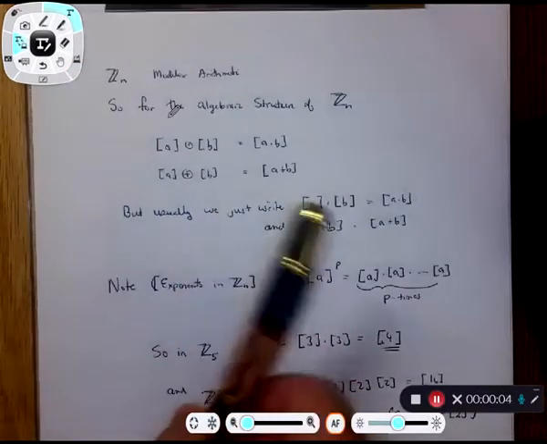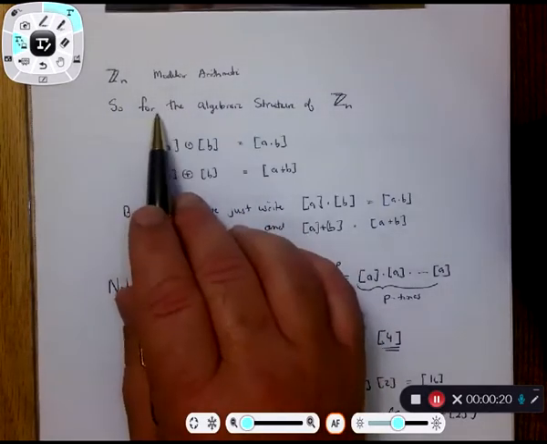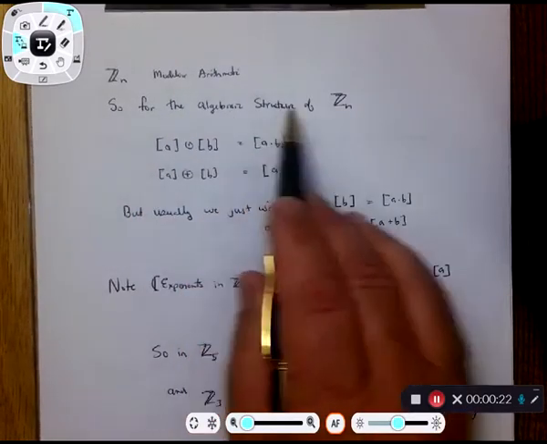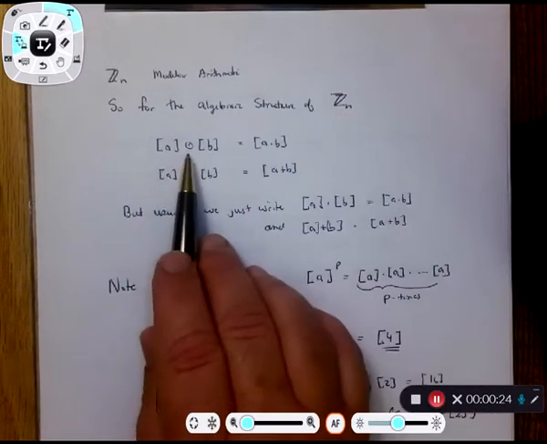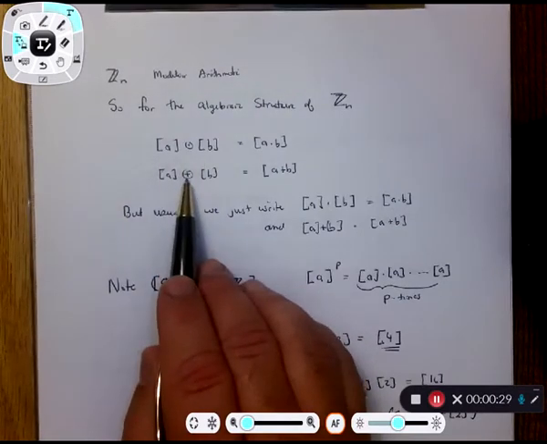Alright, last time we were working on modular arithmetic in the wonderful world of Z mod n. And I just want to remind you of some notation and things like that before we move on into section 2.3. In Zn, for the algebraic structure of Z mod n, we talked about this circle dot being multiplication and the circle plus is the addition.